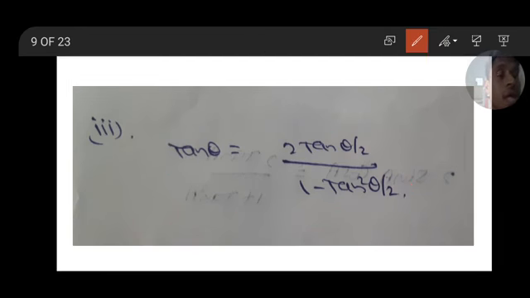We discussed the sin 2a, cos 2a, tan 2a, sin 3a, cos 3a and tan 3a formulas. Based on these formulas we have the problems.